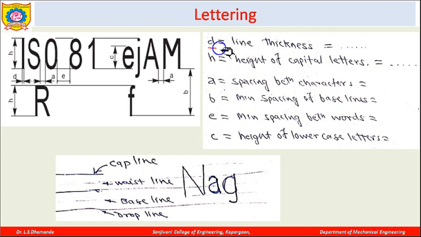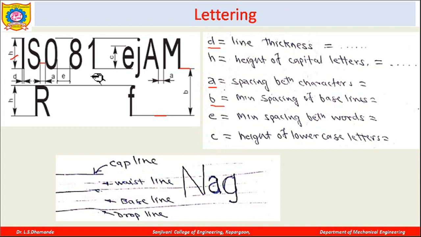So D is the line thickness, then H is the height of the capital letter. Then A: you will find that the distance between two letters, the spacing between the characters, is given as A. Then B is the minimum spacing of the baseline. This is one baseline for writing some words and this is another baseline for writing other words, just below this first line.